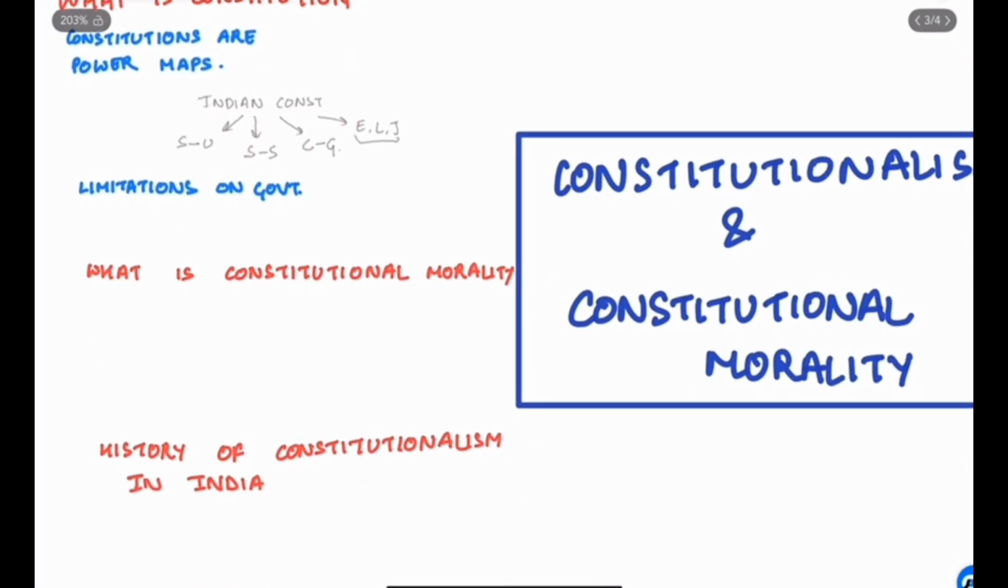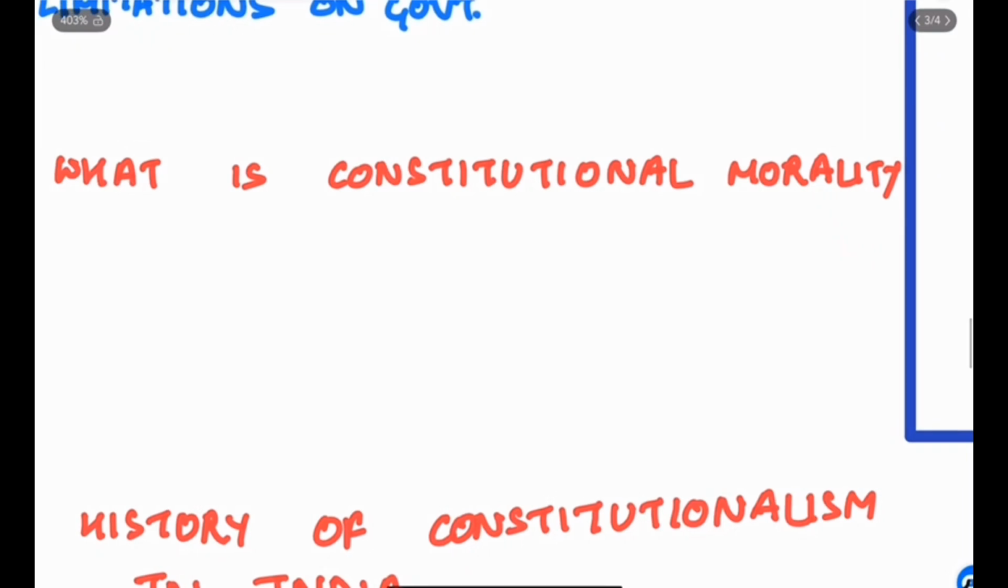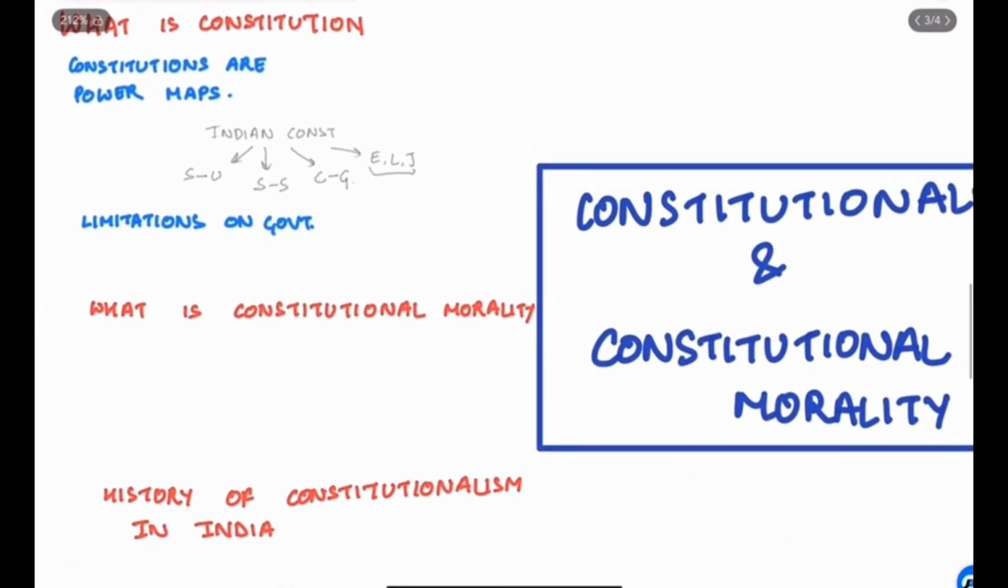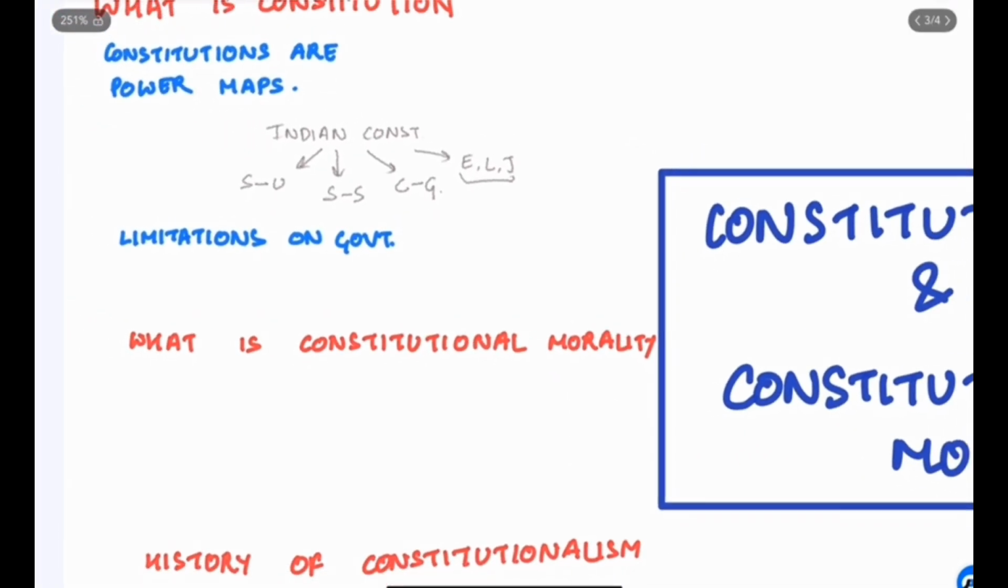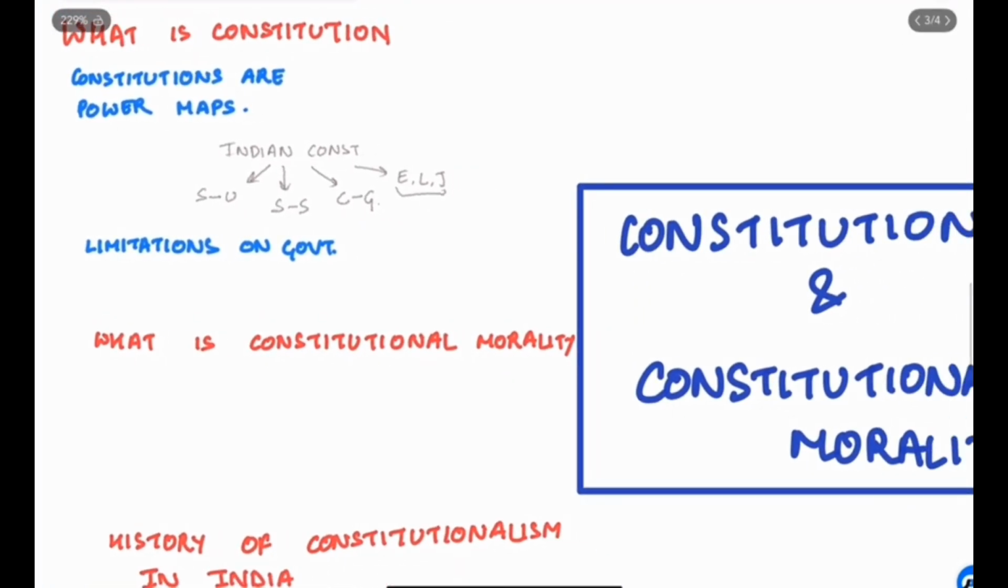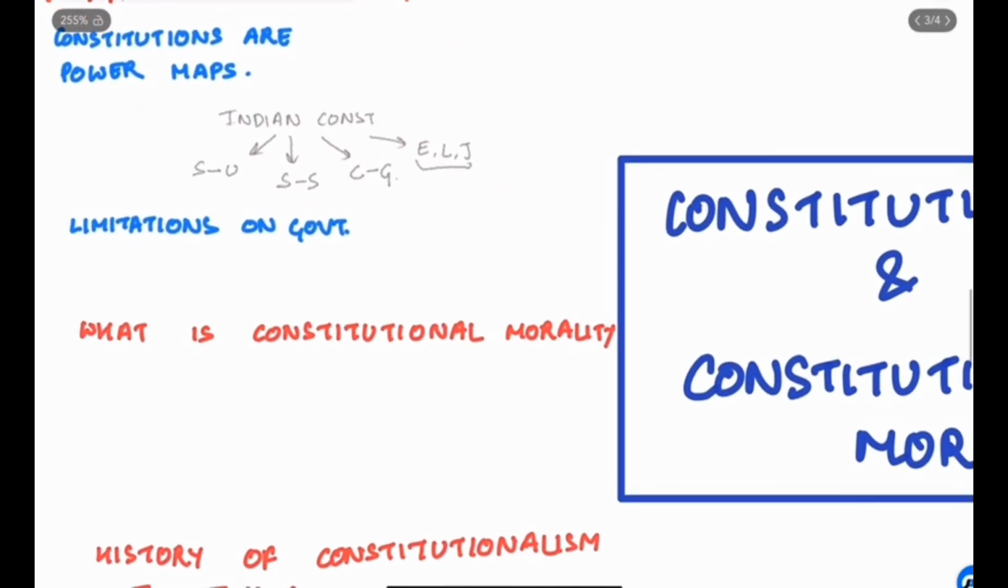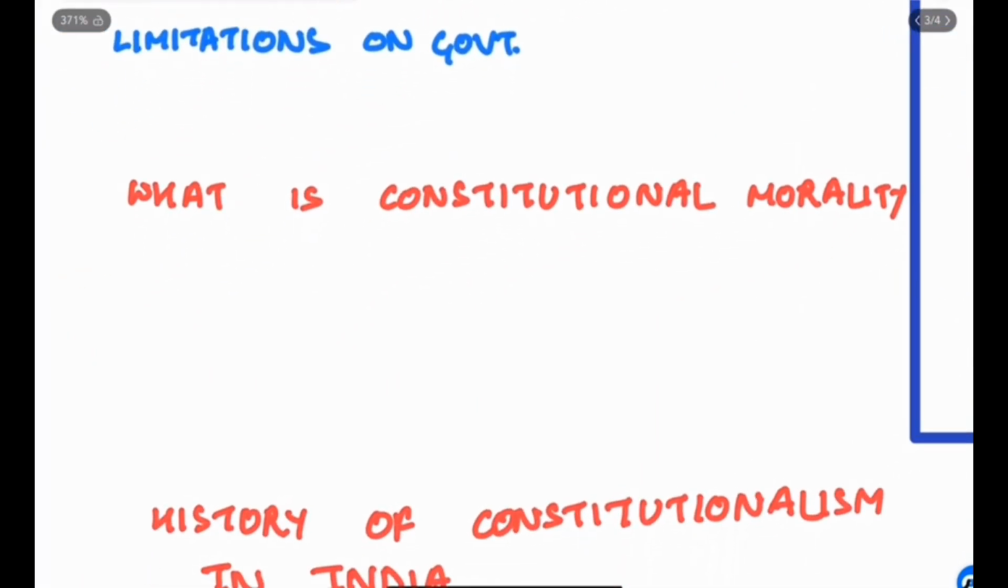Now what is constitutional morality? So it is clear that constitutions are the power maps. They're broadly the power maps. They put limitations on the government's powers, and thus ensure that citizens have some rights. And also the branches of government don't infringe into each other's domain.